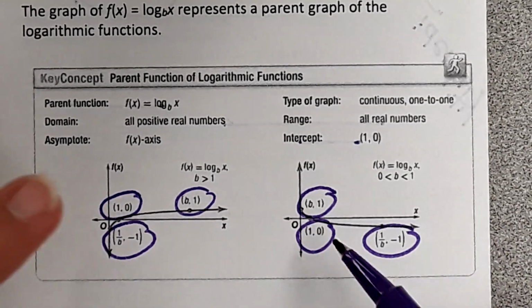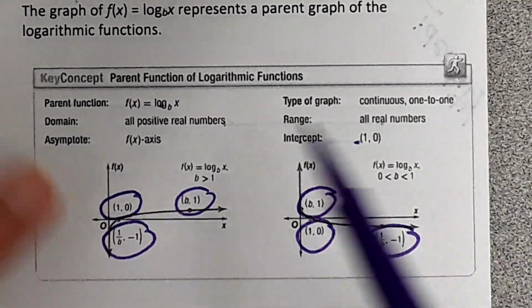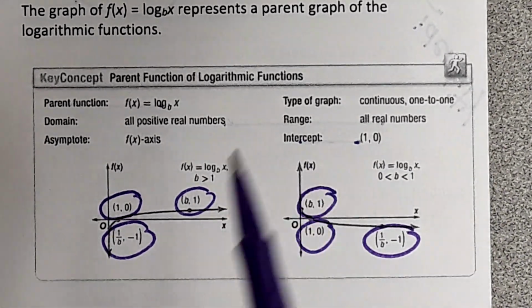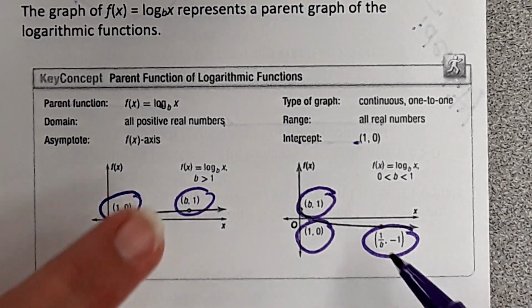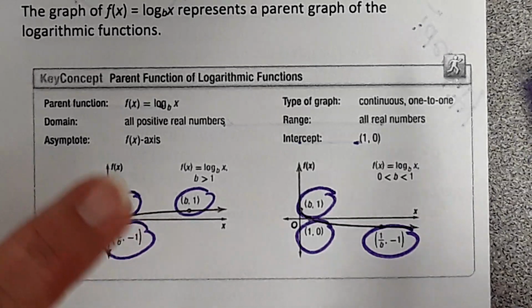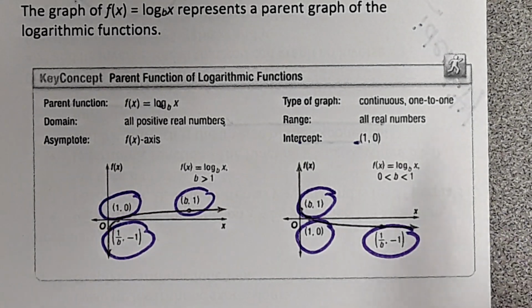So notice that they both go through (-1, 0). They both go through (b, 1), and they both go through (1/b, -1). It just is a matter of where (b, 1) is and where (1/b, -1) is. Okay?